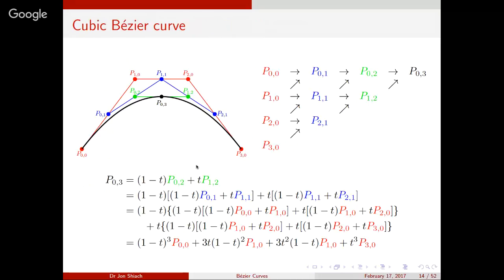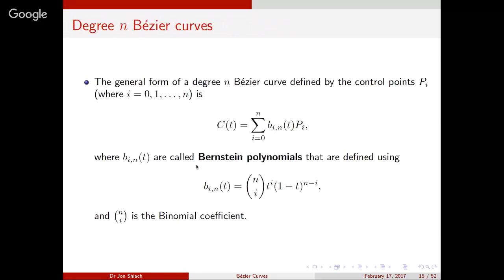So you notice we have the 4 control points. That should be P20 there. Okay, and the highest power of t is 3. So it's a cubic. Okay, so that's a cubic Bezier. What if I wanted a quartic, or going higher in degrees? It starts to get a little bit messy. Fortunately, there is a pattern to the coefficients. And that pattern is in the form of what we call Bernstein polynomials.